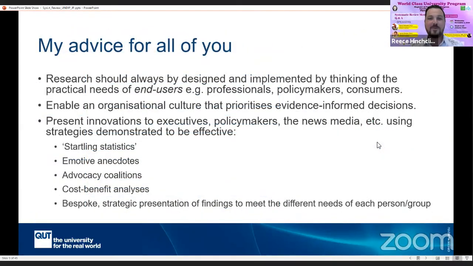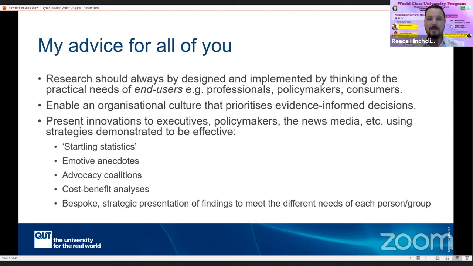So my final advice for you thinking of, okay, how am I going to produce and then most importantly report the findings from my systematic review? I'd like you to consider these principles. So research should always be designed and implemented by thinking of the practical needs of end users, so your healthcare professionals, policymakers, and the community. And it's important to present your findings to these stakeholders using different techniques.